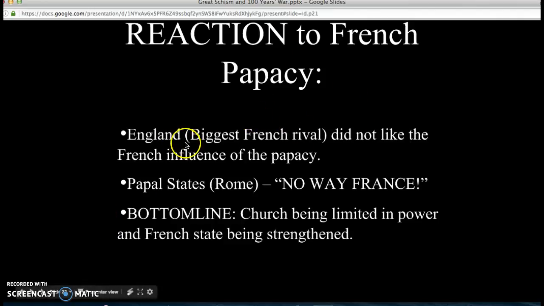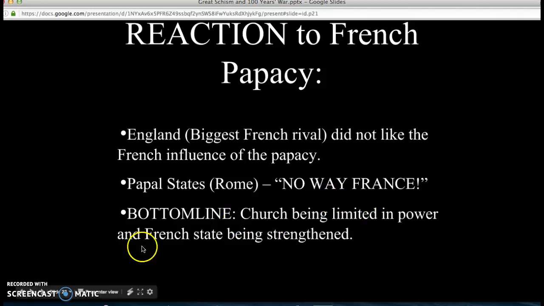Reaction to the French papacy. So, England, they did not like the French influence of the papacy. Biggest reason is it combined the Catholic power of the church with French political power. So, England says, no way. We don't want to see our biggest rival, France, become that powerful. The Papal States, Rome, where the church has historically been forever, they say, no way. You can't take the papacy from us.